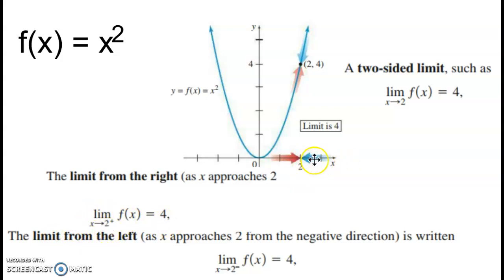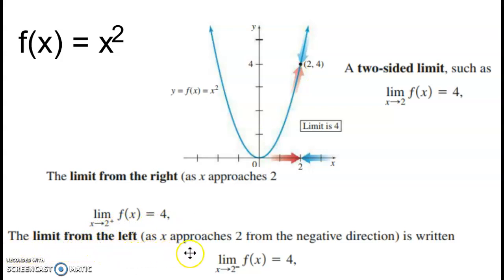So as x gets close to 2 from the right, from 3, 2.5, 2.25, the closer I get to 2 on the x, the closer the y gets to 4. In fact, it actually hits 4, doesn't it? 2 squared is 4. When x is 2, the y coordinate is 4. But we say the limit as x approaches 2 from the right is 4.